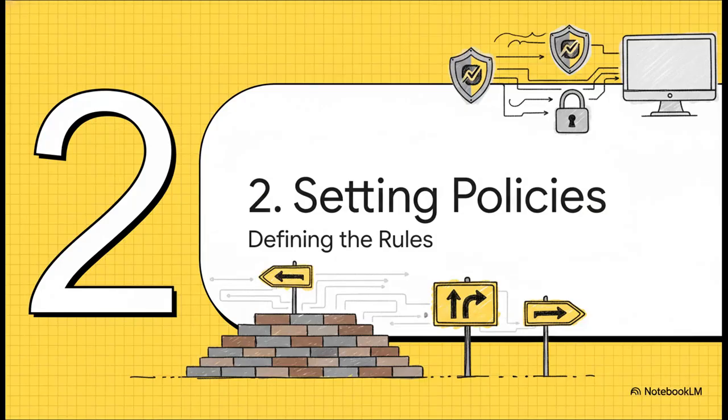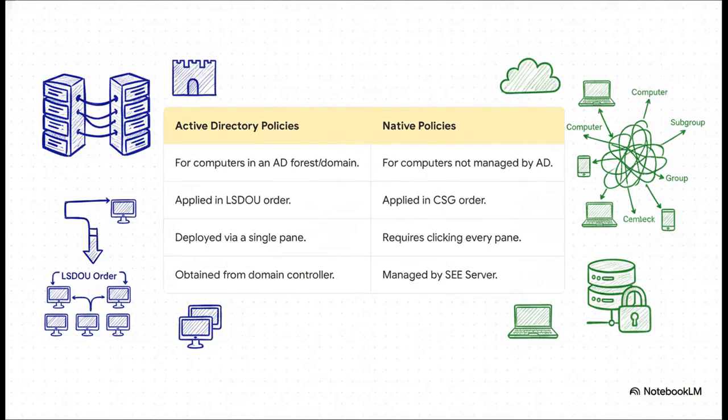All right, with our foundation secure, it's time to start defining the rules of the road. In the world of SEE, this is all handled through policies. You can think of policies as the central nervous system that controls exactly how encryption works across your whole organization. So this slide gets to a really fundamental choice you have to make. Are you going to use Active Directory group policies or SEE's own native policies?